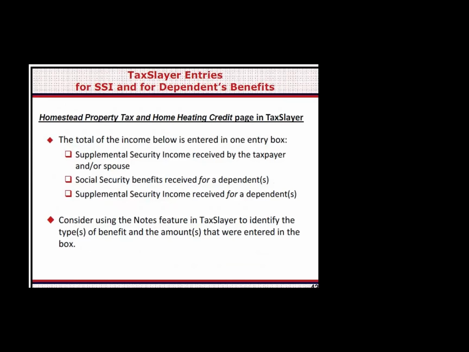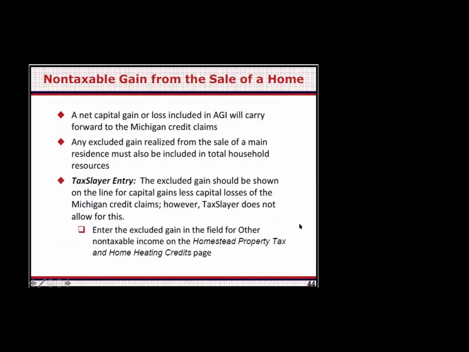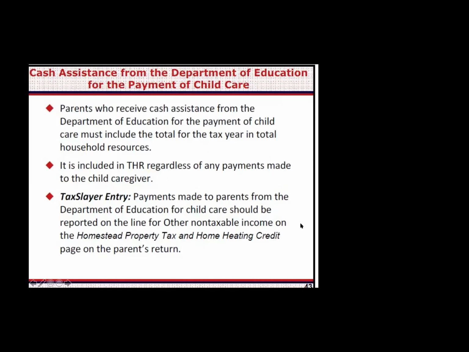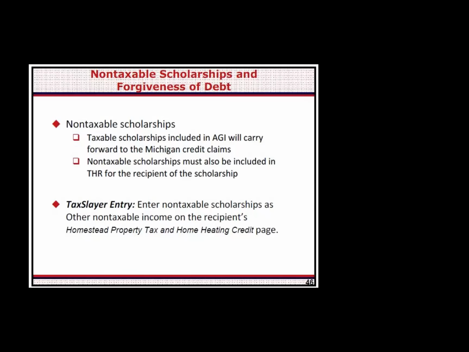We've already covered that. So child assistance, you do count, whether it's given to the caregiver or to one of the taxpayers. There it is. Capital gain or loss will carry forward. There's the point on the residence again. You have to include that gain in THR. Non-taxable scholarships, repeating.